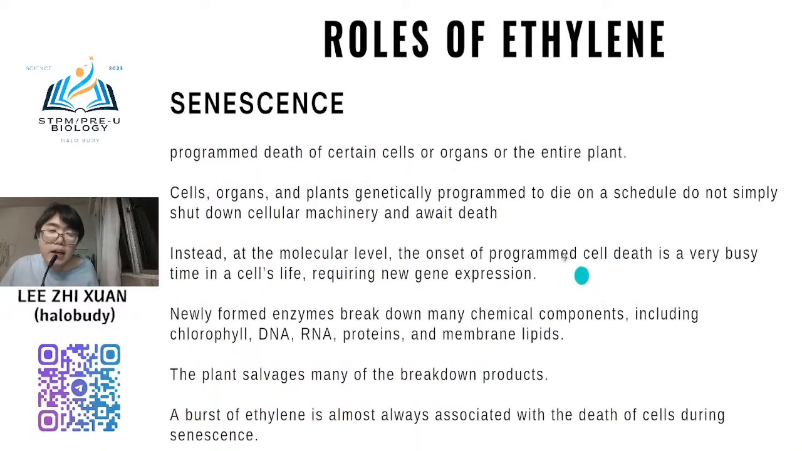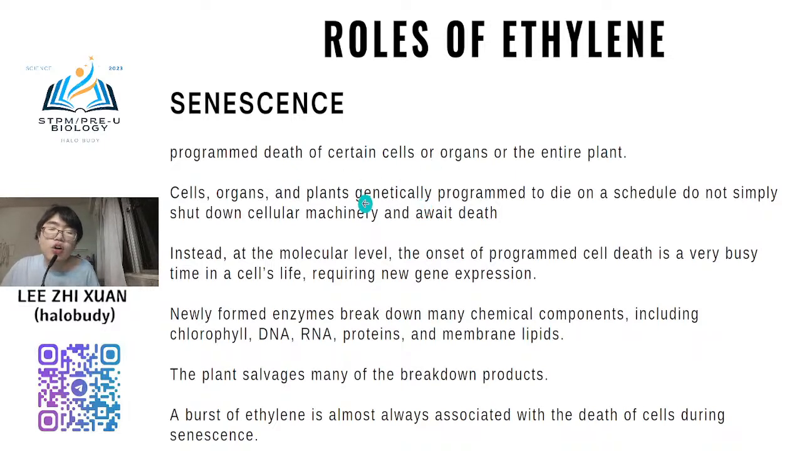And then another one is senescence. So what is senescence? The meaning of senescence is the programmed death of certain cells, organs, or the entire plant. Plants, like humans, are also organisms. So the cells or the plant organs will also die. They will not have an unlimited lifespan. Cells and organs in the plant will die.